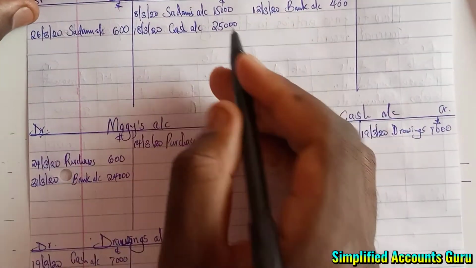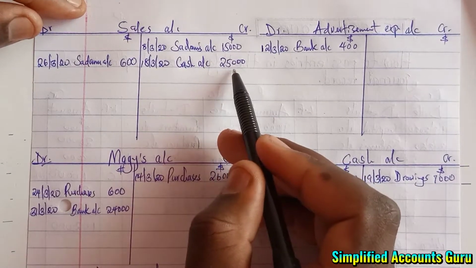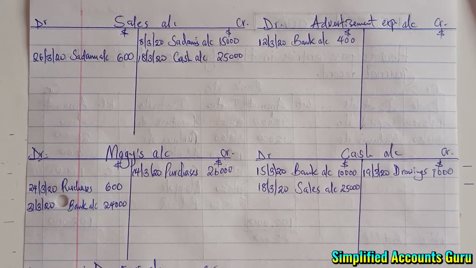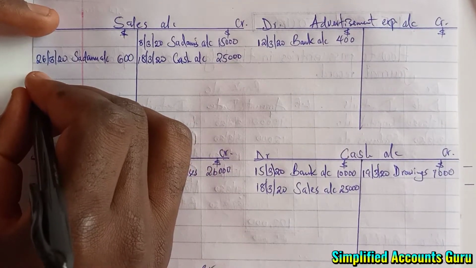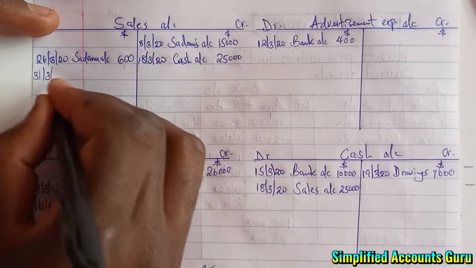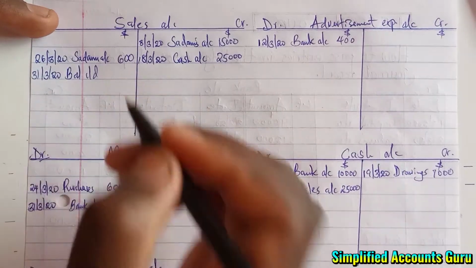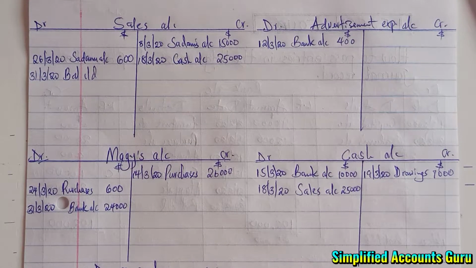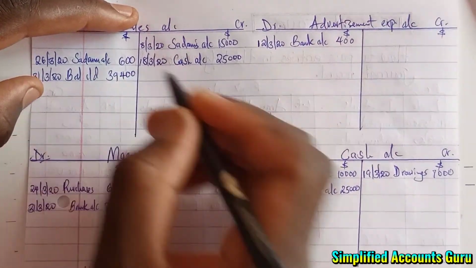And then here you can obviously see that we have 40,000 compared to 600. It means this side should be adjusted with the balance carried down. So here we'll be having on 31st March 2020, balance carried down of 40,000 minus 600, which is 39,400. So here will be 39,400.